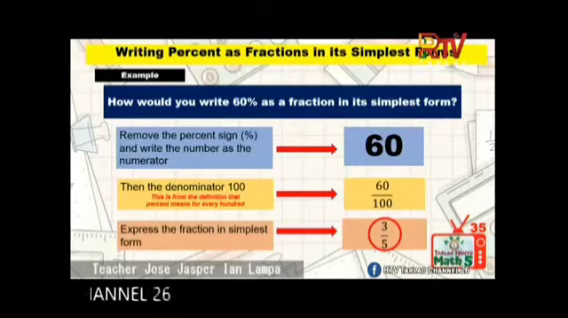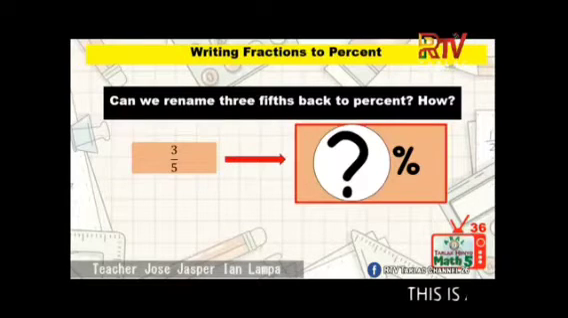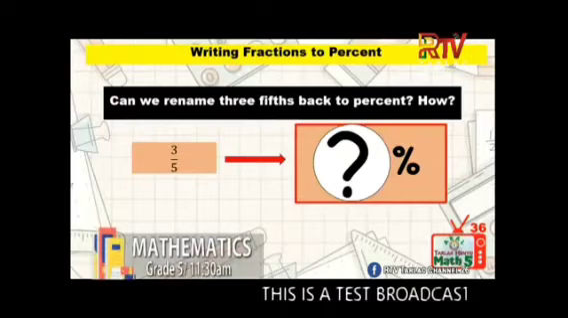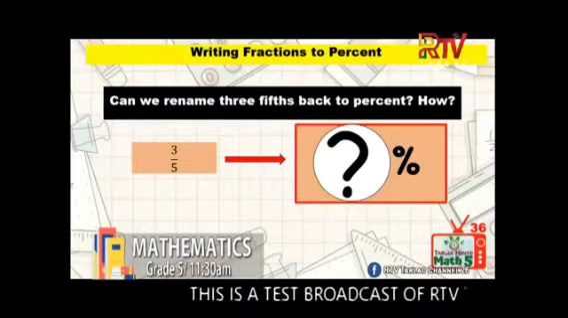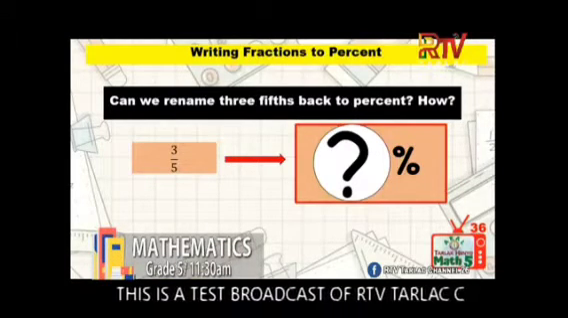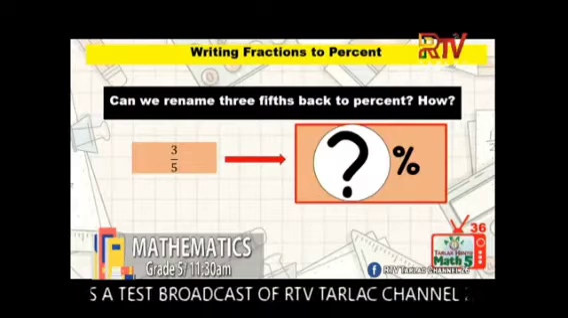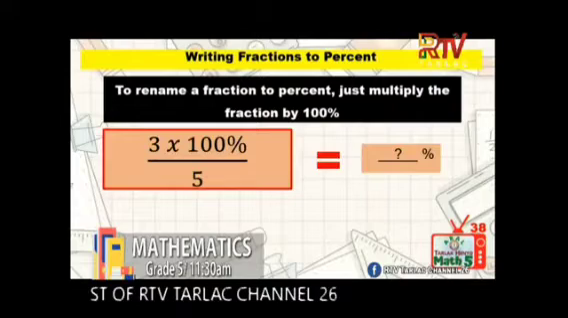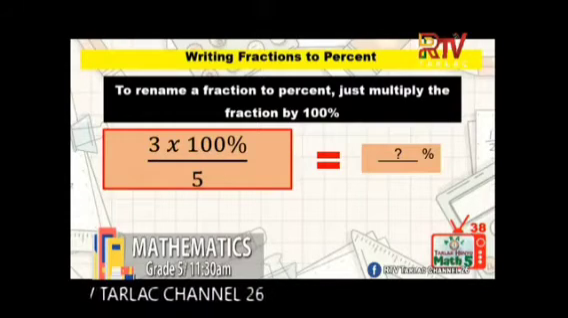Now, can we rename 3/5 back to percent? To rename a fraction to percent, just multiply the fraction by 100%. 3 multiplied by 100% is equal to 300%.